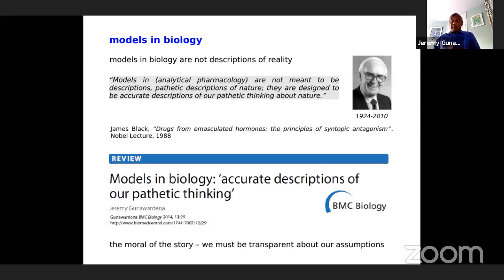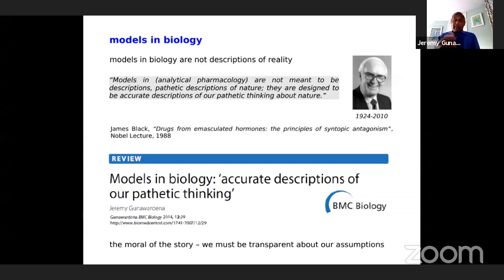If you've ever taken a beta blocker or known anyone who did, you have him to thank. Although those of us who come from physics and mathematics don't realize this, many of the really important ways in which mathematics has been used in biology have actually been developed by biologists. And James Black was an example of this, used models to study pharmacology to develop the beta blockers, in fact. And he clarified the role that these models played in the language that you can read on that slide, and I think it's a wonderful way to describe it. They are not descriptions of reality; they are rather accurate descriptions of our pathetic thinking about nature.